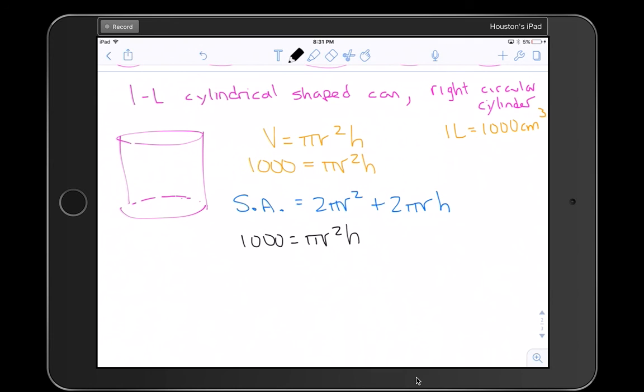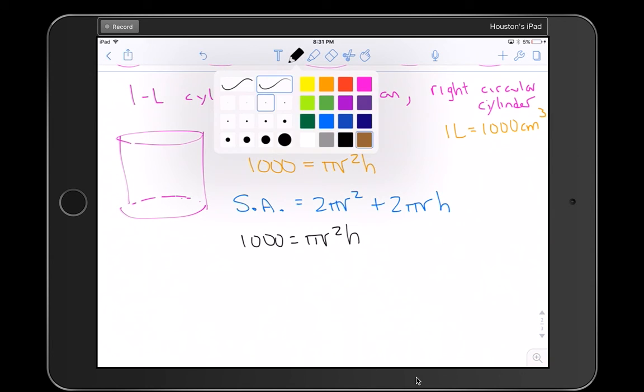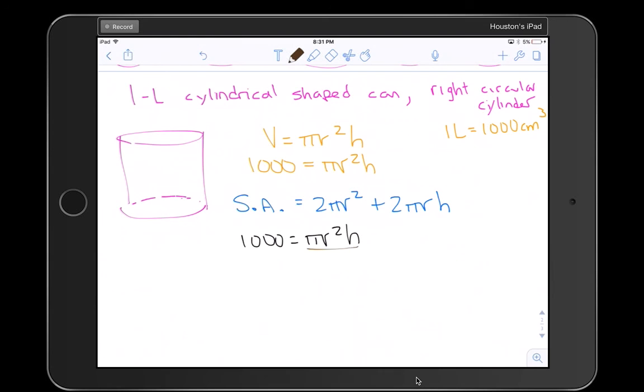Which one would be easier to solve for? To solve for r and get r by itself, or to solve for h and get h by itself? If you solve for r and get r by itself, you're going to wind up having a square root in your problem, which automatically is going to complicate things. It wouldn't be wrong, but definitely more difficult. So I'm going to choose to solve for h, which means I'm going to divide both sides by pi r squared.